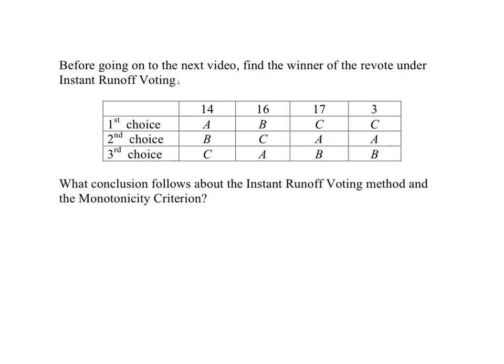Before going on to the next video, find the winner of the revote under instant runoff voting. And then, what conclusion follows about the instant runoff voting method and the monotonicity criterion?